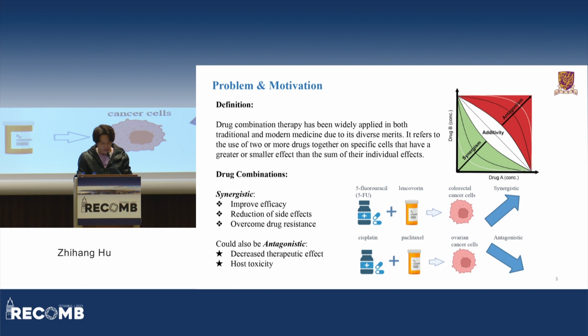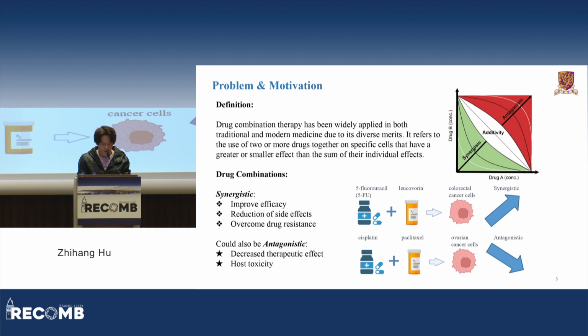First of all, the problem and motivation of this work: drug combination therapy has been widely applied in both traditional and modern medicine due to its diverse merits. It refers to the use of two or more drugs together on specific cells that have a greater or smaller effect than the sum of their individual effects. The upper right figure shows a rough illustration of different drug combination effects. The curve in the figure refers to the same drug response effect, where additivity, which suggests no interaction, is a straight line, and synergistic or antagonistic are either concave or convex correspondingly.